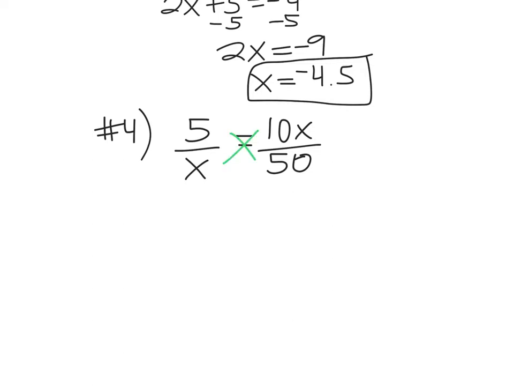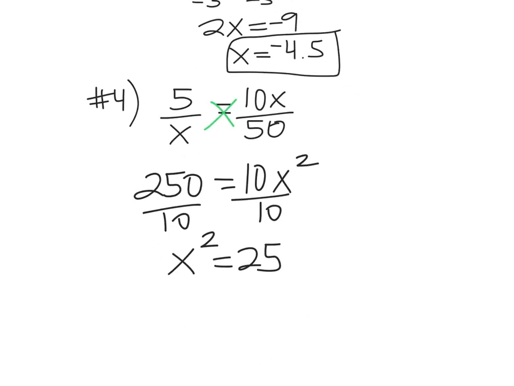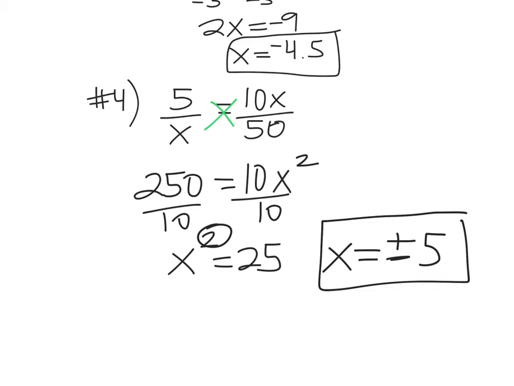So cross multiply. 5 times 50 is what? 250? Yeah. Equals 10x times x is? 10x squared. Ooh, we got a quadratic to solve. Divide by 10. So I'm going to write it the other way. X squared equals 25. And then when we have a quadratic, what happens? You get how many answers? 2. This 2 right here says 2 answers. Plus and minus 5. They both work. 2 answers for that one. You don't like that? No, it's okay.